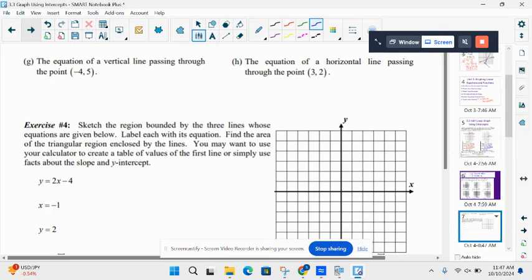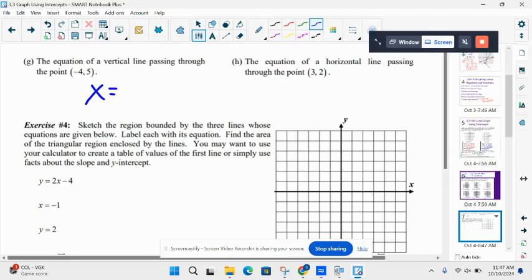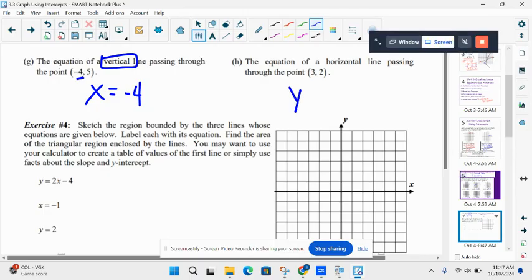So simple. For G, the equation of a vertical line passing through the point -4, 5. What would this one be? Trent? X equals -4. Yes. Vertical means it's x equals whatever the x value is. For B, Amelia? Yep.